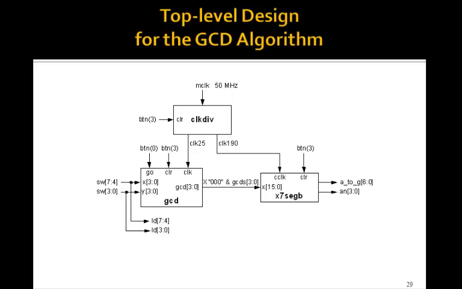You should download this to the FPGA board, and you'll set the switches to the values you want to compute the GCD for. And when you press button 0, we're connecting button 0 to go. When you press button 0, the greatest common divisor should show up on the rightmost 7-segment display.